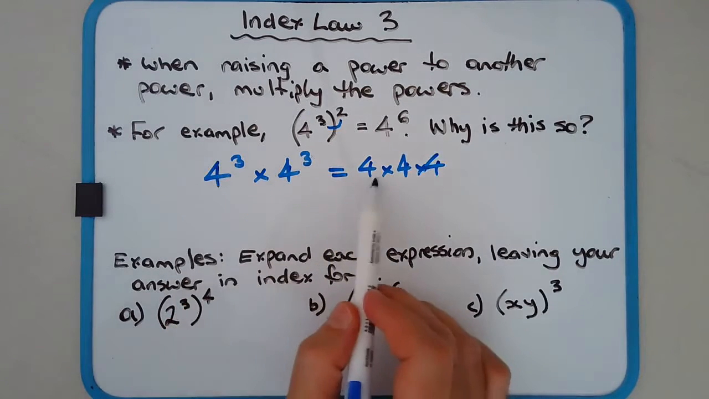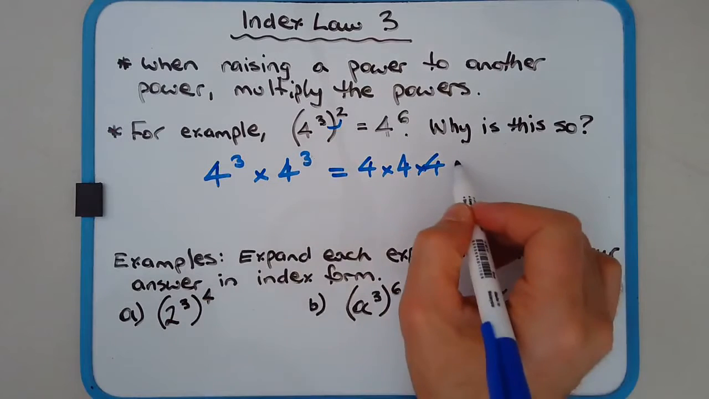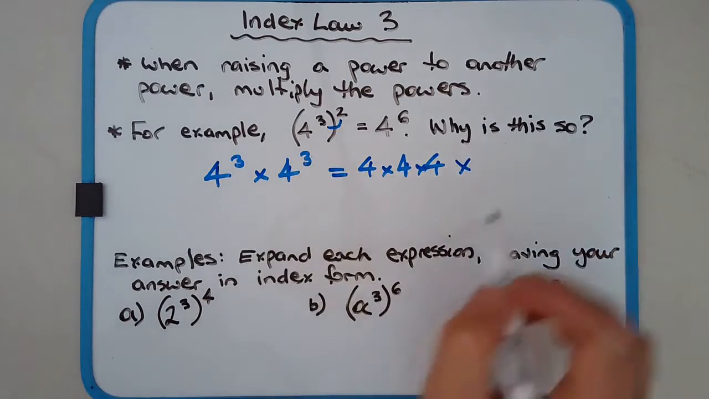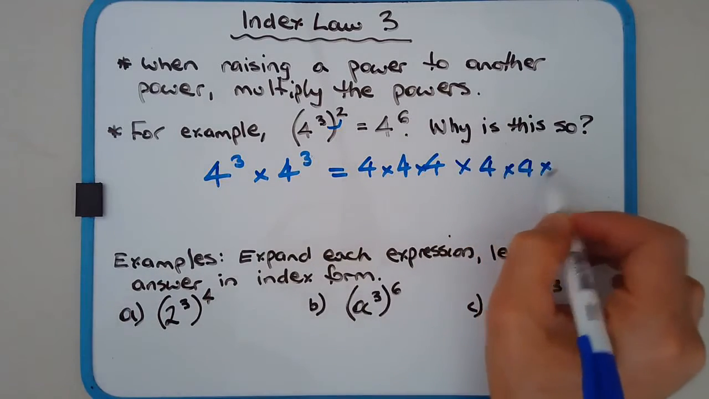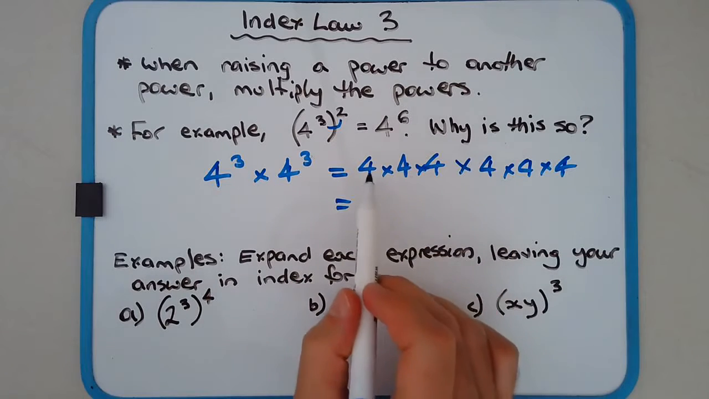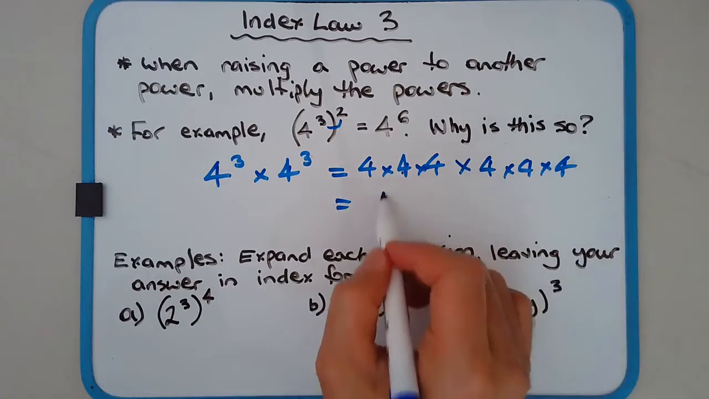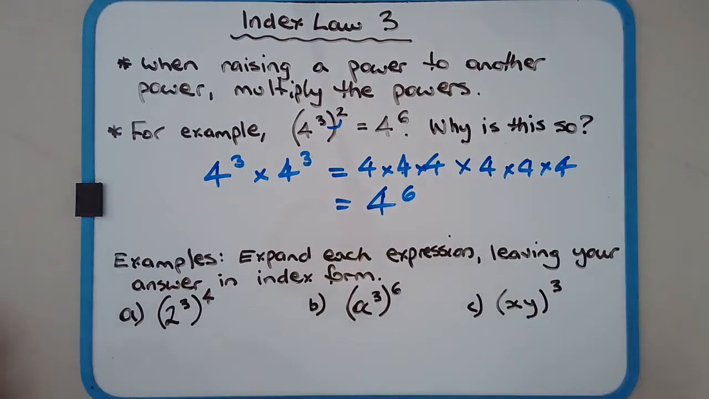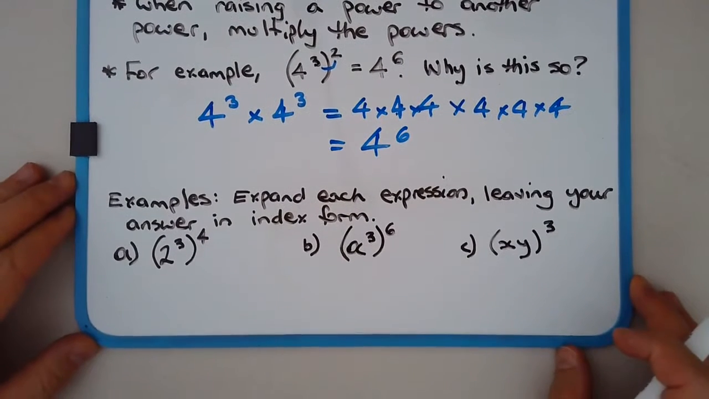Okay, but if you're not convinced, 4 to the power of 3 is 4 times 4 times 4, multiplied by another 4 to the power of 3, which is 4 times 4 times 4. How many do we have? 1, 2, 3, 4, 5, 6. 4 to the power of 6. Let's have a look at some examples.